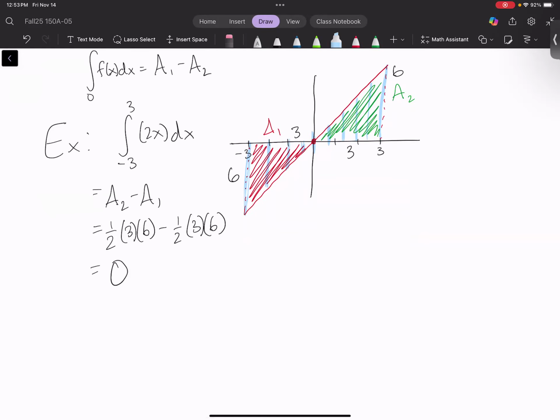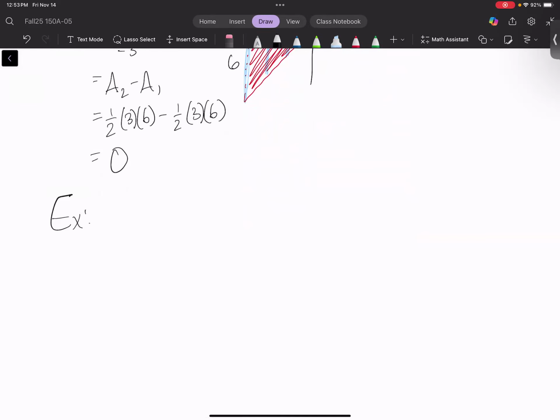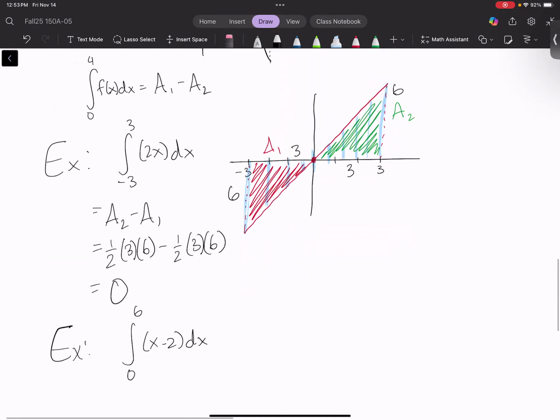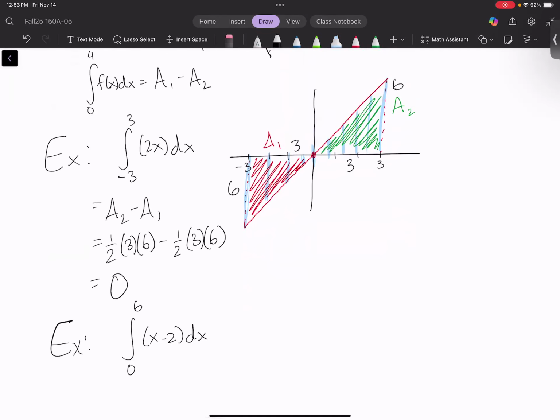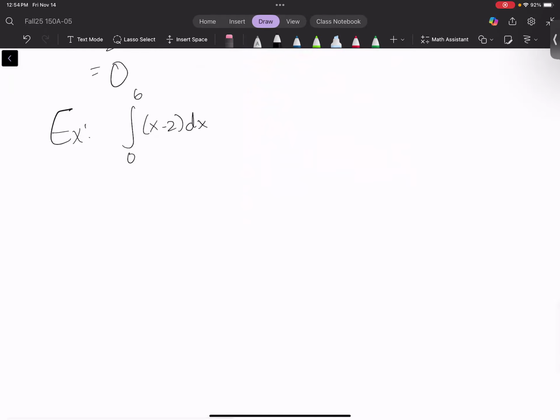So I want you guys to go ahead and try an example. Now that we see this, check out the integral 0 to 6 of x minus 2 dx. Do the same strategy: draw the picture, notice which areas are positive and negative, find the actual areas of all of them, and then do the appropriate addition or subtraction. Subtraction if it's below the x-axis. I'm going to pause here, and then we'll jump straight to the solution.